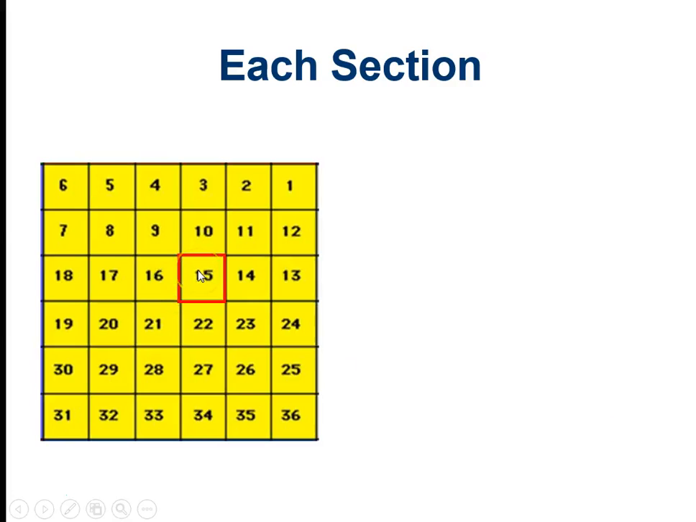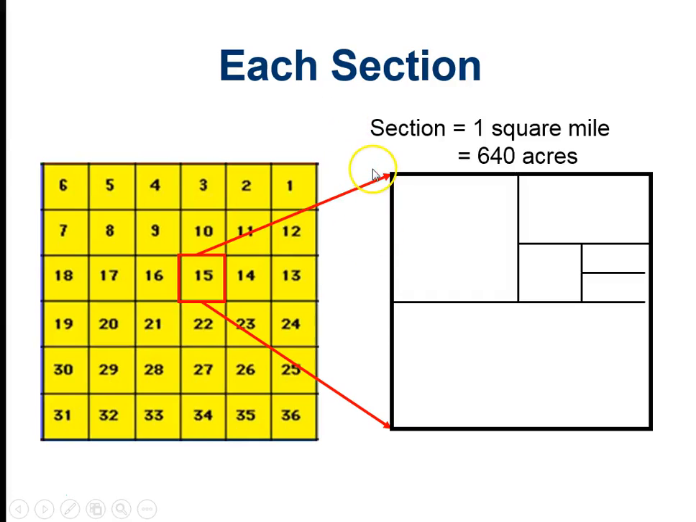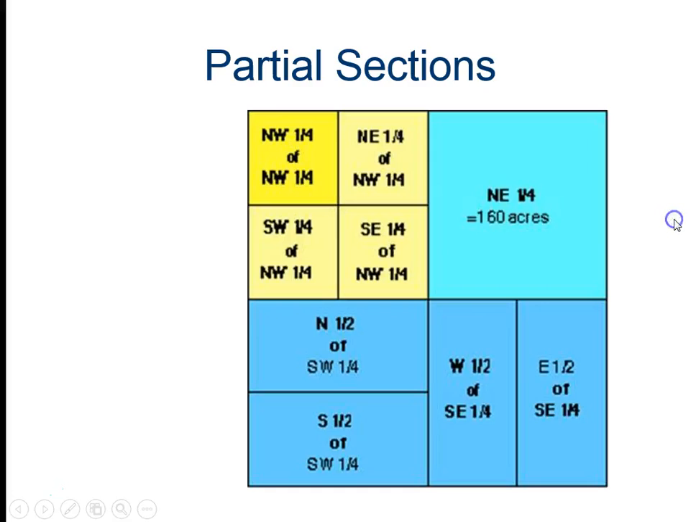So let's say that I now know I'm in Township 1 north, row 1 east, section 15. We now blow that section up again and divide it into blocks that are 1 square mile or 640 acres. We can divide it into sections, the half section, quarter section, and so on, going down into smaller and smaller sections.